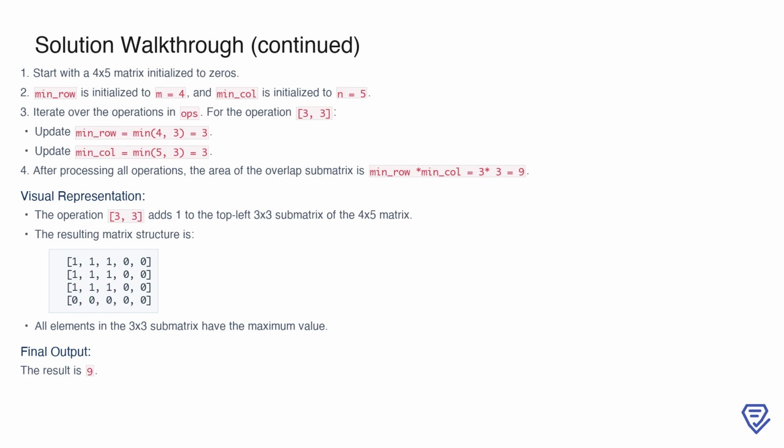After processing this operation, the effective submatrix affected is a 3x3 grid in the top left corner. The area of this overlap submatrix, min_row * min_col, is equal to 3 times 3 equals 9. Thus, the result is 9, as all elements in the 3x3 submatrix have reached their maximum value of 1.